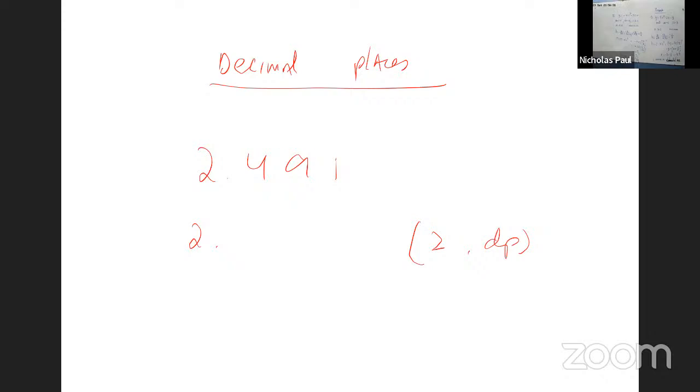You have to look firstly at the value at the second decimal place, and then check the value after it. If the value after it is 5 or more, then you round off the 9. Otherwise, if it's not, you leave it as it is. So if I said 2 decimal places, what would it be? In this case it is 2.49.